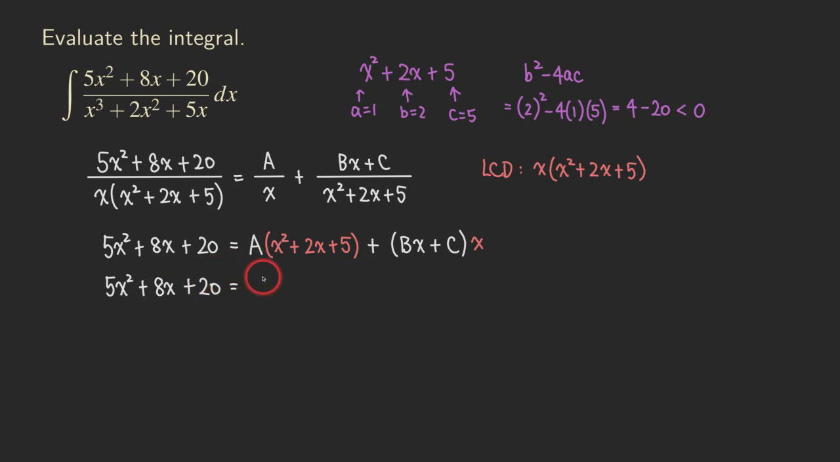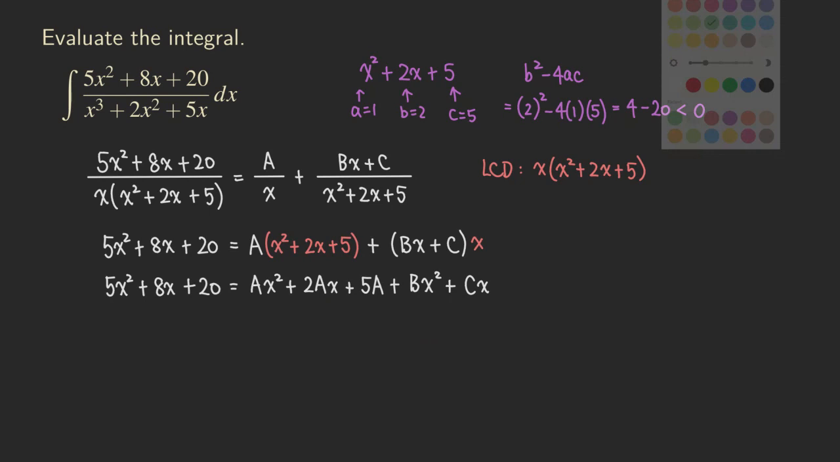Okay, so now distribute the a. So we are going to get ax squared plus 2ax plus 5a, and then plus. Okay, continue. Here, distribute the x to the bx and the c. So we are going to get bx squared plus cx. Okay, so the next step is to combine like terms on the right-hand side of the equation.